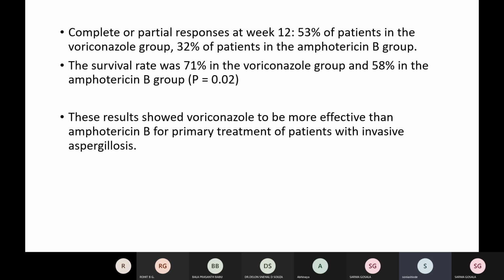Complete or partial response at week 12 was compared, that is approximately after 3 months of treatment. 53% of patients in the voriconazole group and 32% of patients in the amphotericin B group showed complete or partial response. Survival rate was 71%, which is very good, in the voriconazole group, and 58% in the amphotericin B group. These results showed voriconazole to be more effective than amphotericin B for primary treatment of patients with invasive aspergillosis, and for that it received FDA approval.